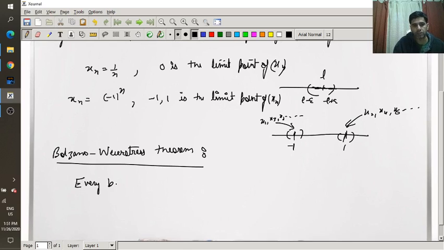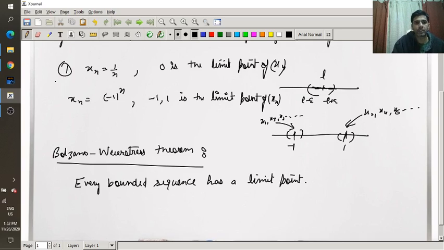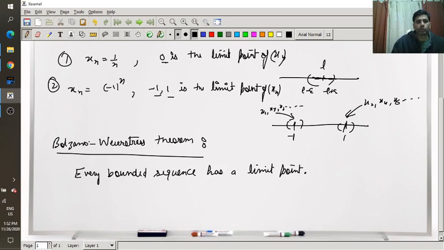Every bounded sequence has a limit point. You can see above, these two examples are examples of bounded sequences only, and in the first case we have only one limit point, and in the second case we have two limit points. So every bounded sequence has a limit point, at least one तो होगा ही, उससे ज़्यादा भी हो सकते हैं, right. So this was the important result.